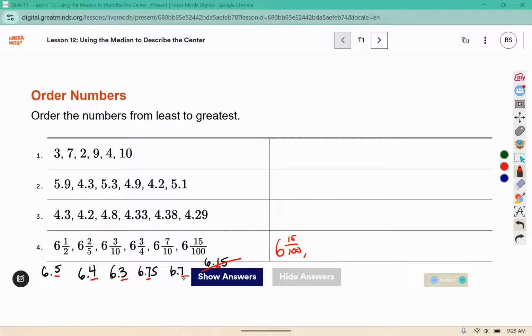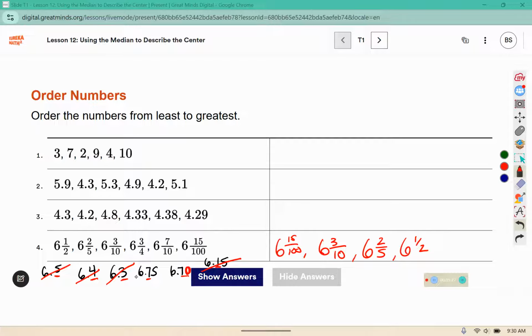Then the next smallest value in the tenths place would be 6.3, or 6 3/10. Then we have 6.4, which was 6 2/5. 6.5, which is 6 1/2. Then between these, they both have a 7. So I can look at the next digit, which in this one is a 0, and in this one is a 5.